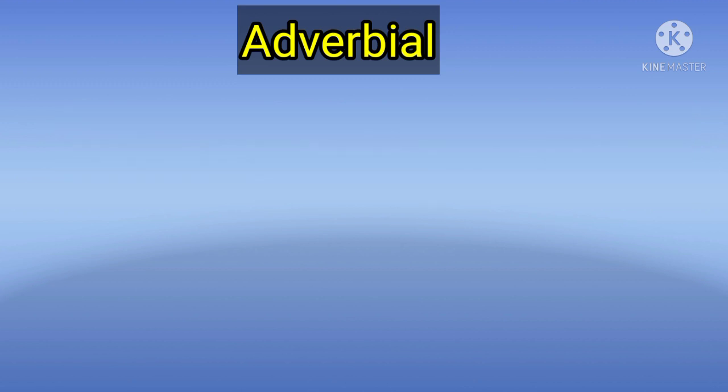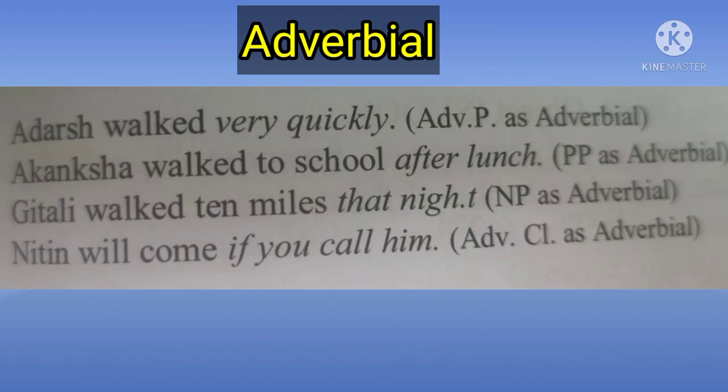Take a look at these examples. Adarsh walked very quickly. Akanksha walked to school after lunch. Gitali walked 10 miles that night. Nitin will come if you will call him. All the italicized groups of words in these sentences are examples of adverbials or adjuncts.